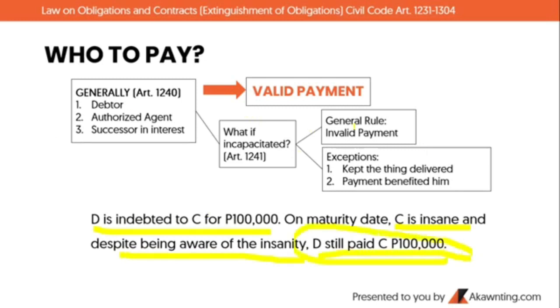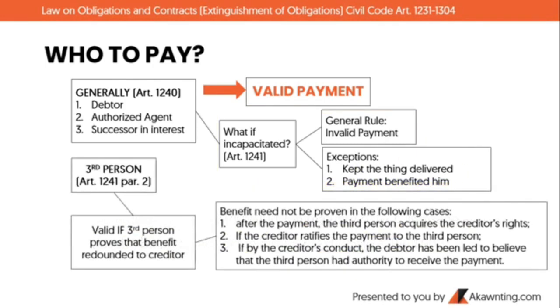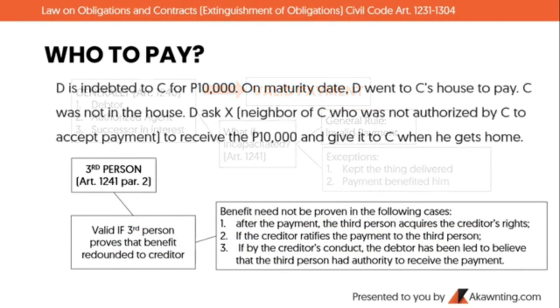Okay, so ayan, mag-a-apply yung mga rules na nabanggit natin. Depende kung anong gagawin ni creditor dun sa bagay na yun. Kung tinapon niya yun, valid yung payment. Pero kung naging beneficial yun sa kanya kasi pinambili niya ng needs niya or ng pagkain niya or whatsoever, magiging valid yung payment at that time. Okay? So, next.